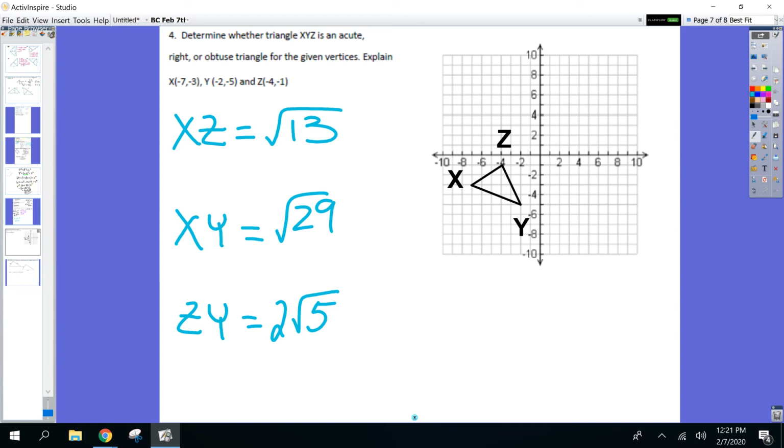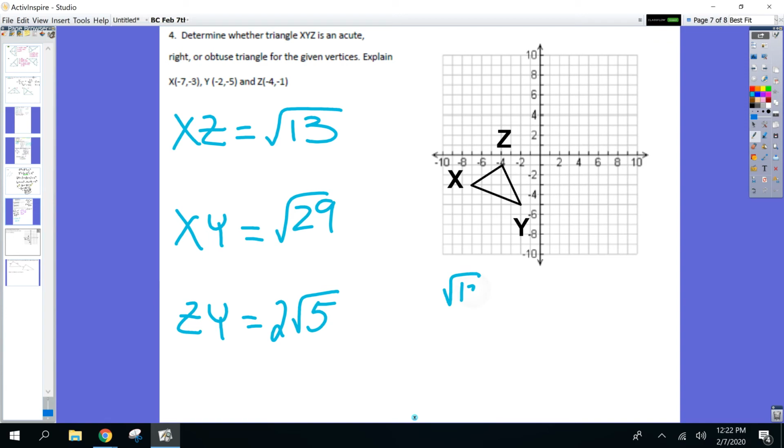Okay, first thing we need to check, because we got cooked last problem: is it even a triangle? So what are the 2 smallest sides up here? That's the first thing we have to determine. Radical 13 and 2 radical 5. If I add radical 13 and 2 radical 5, is it going to be bigger than radical 29? Let's check that on your calculator, everybody. Yes, it is. Okay, so it's a triangle. Now let's test what type it is.